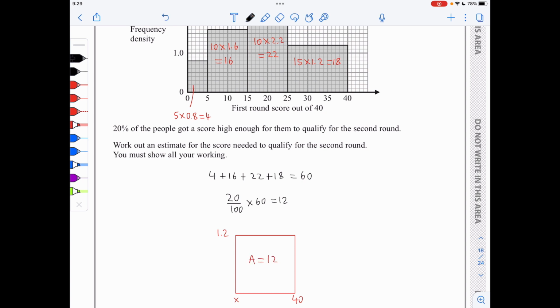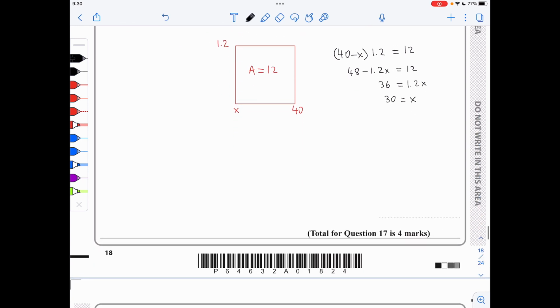So we will simply do the base, which is 40 minus x, times the height of 1.2, and this should be 12. So if I expand, 48 minus 1.2x is 12. So 36 is 1.2x. If I divide by 1.2, I get that x is 30, and therefore the score needed to qualify for the second round was 30.